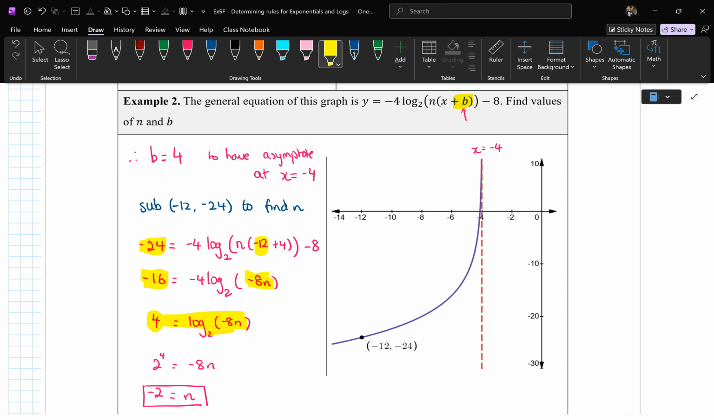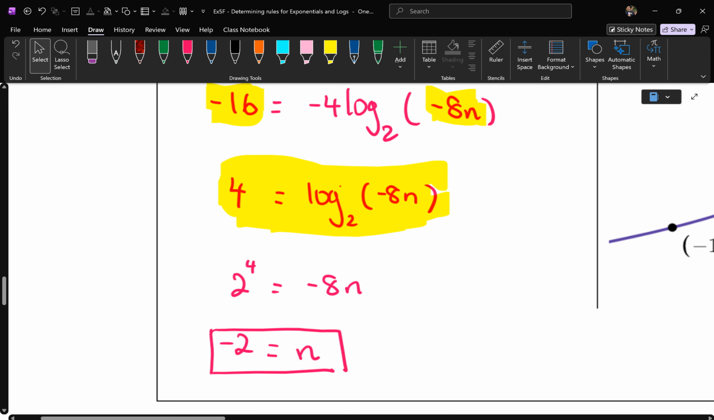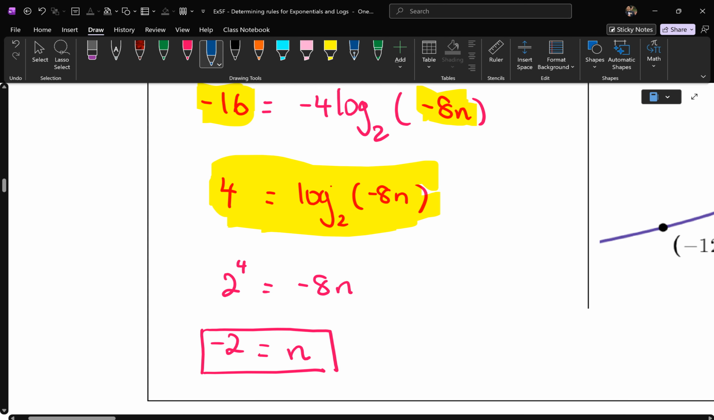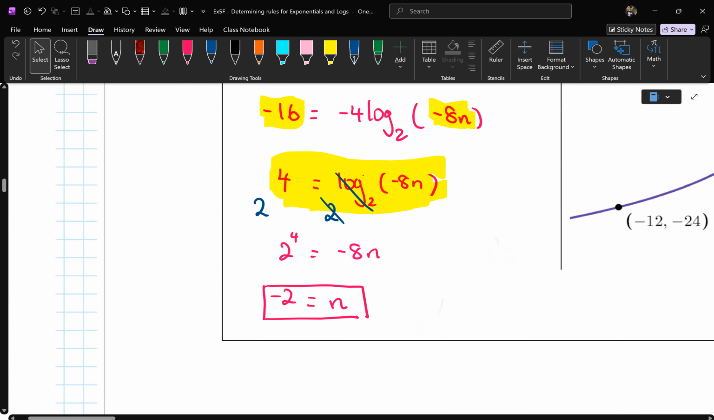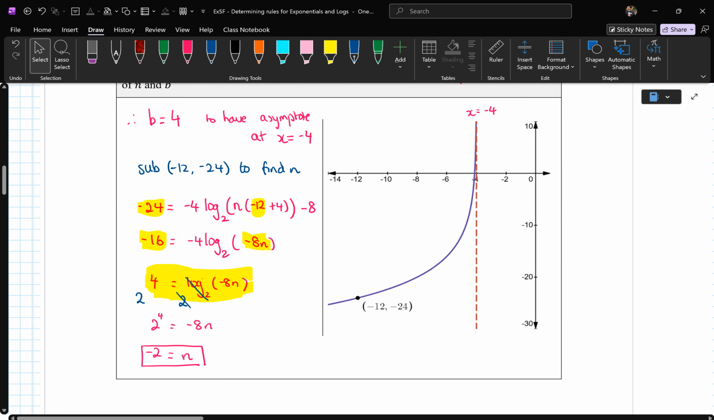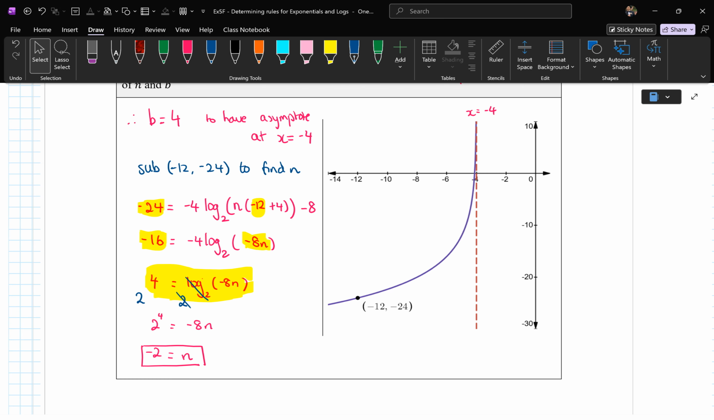And then from this step, depending on how your logs were from last year, again, the inverse of log base 2 is exponential base 2. And what that basically means is I'm going to do base 2 to the power of the right and base 2 to the power of the left. So I end up with 2 to the power of 4, and 2 to the power of log base 2 cancels out. So that's why I end up with negative 8n. 2 to the power of 4 is 16, divided by negative 8 is negative 2, and you get n equals negative 2. Which makes sense, because there's a reflection in the graph if you look at the shape of the graph. So that's another way to determine it.